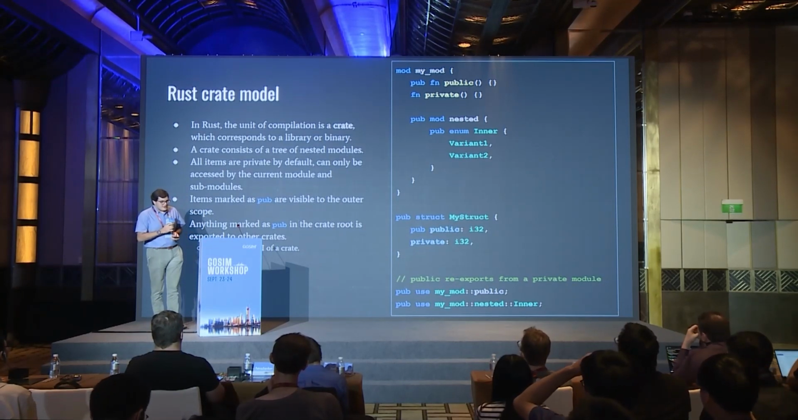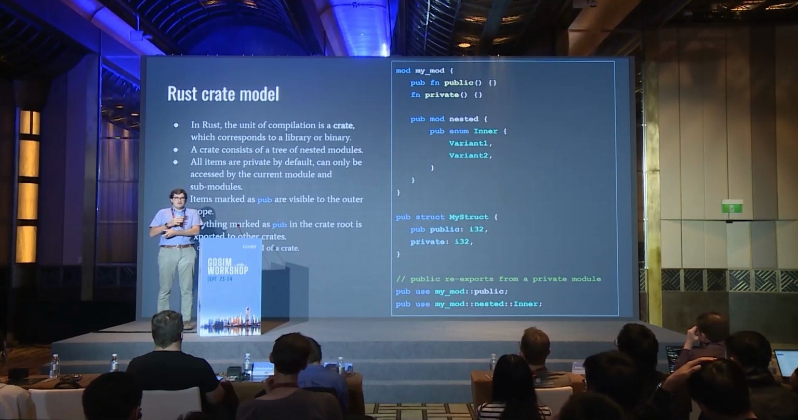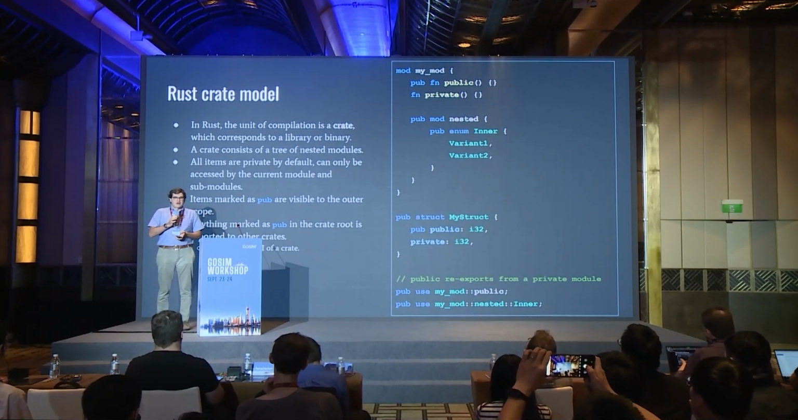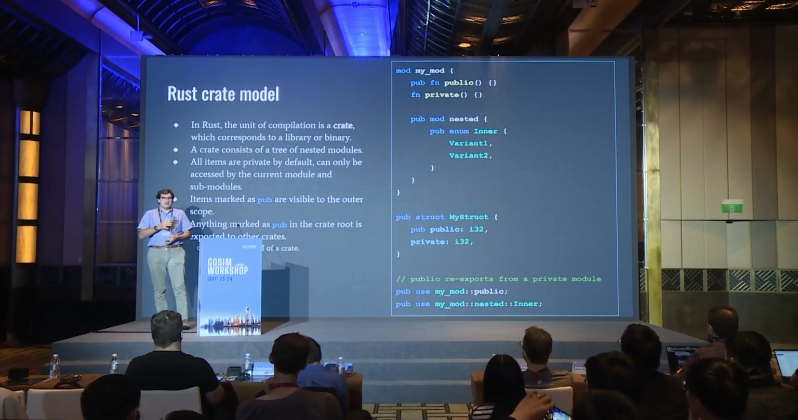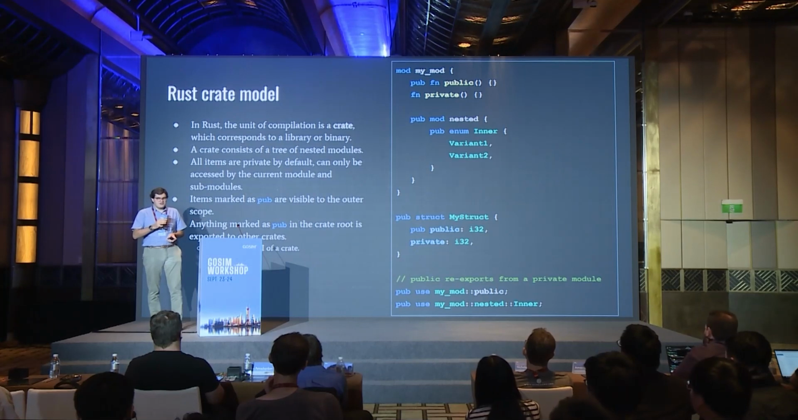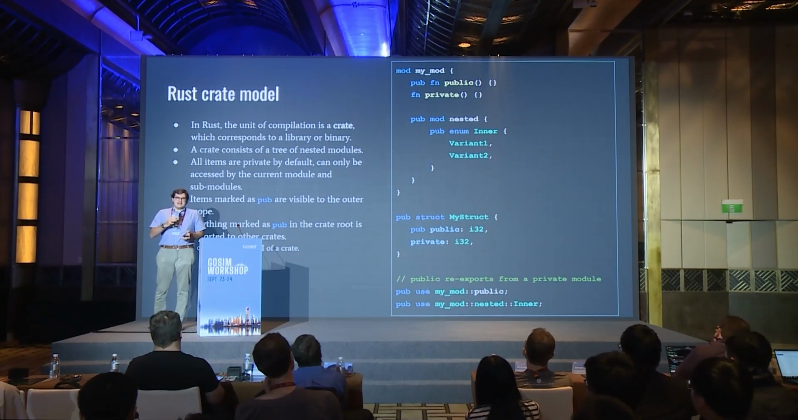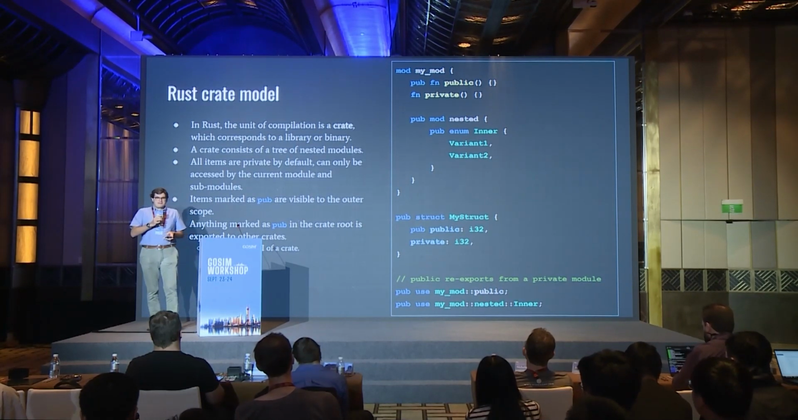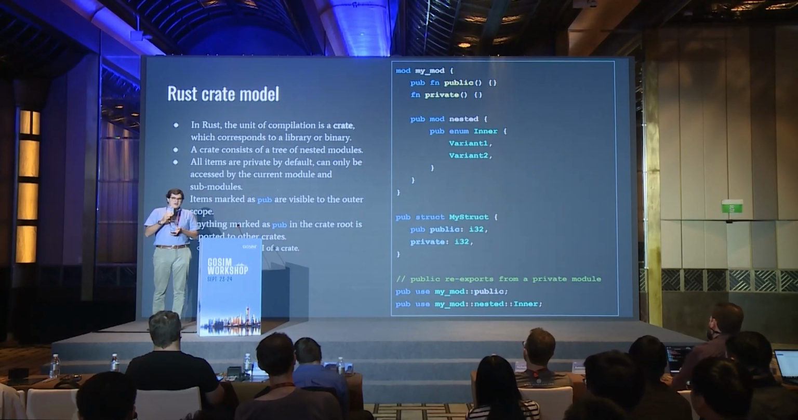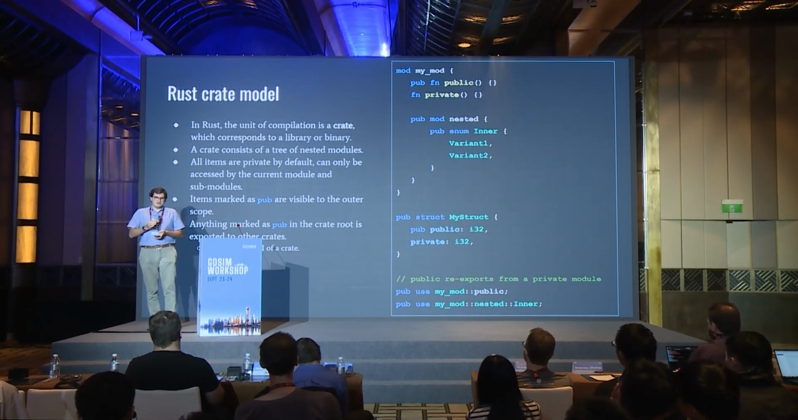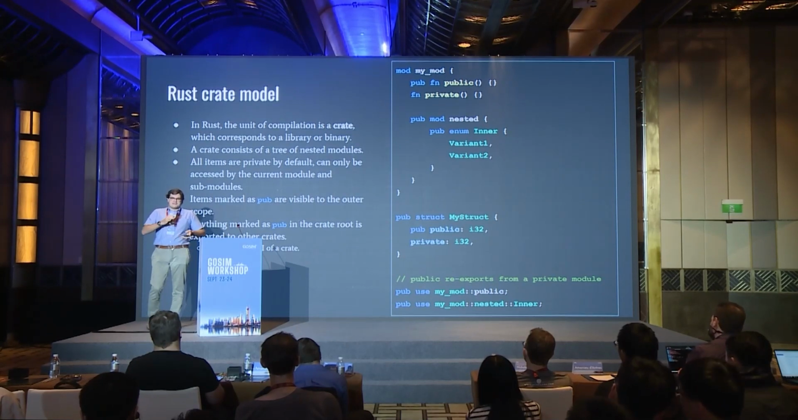So let's talk about Rust now. In Rust, the unit of compilation, in a sense the component in this API model, is a crate, which corresponds to a library or a binary. A crate consists of a tree of nested modules, and each of these modules contains items. Items are private by default, however, which means that they can only be accessed by the current module and any submodules. However, if you mark an item as public, it's available outside of the module.